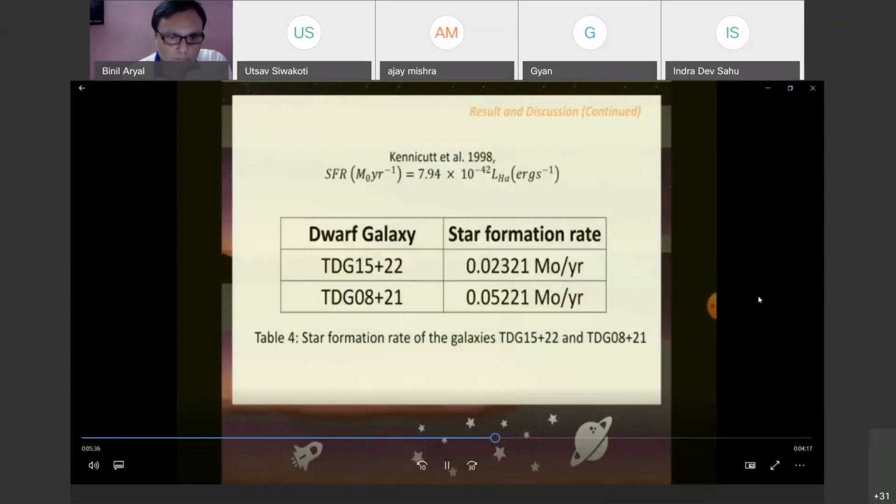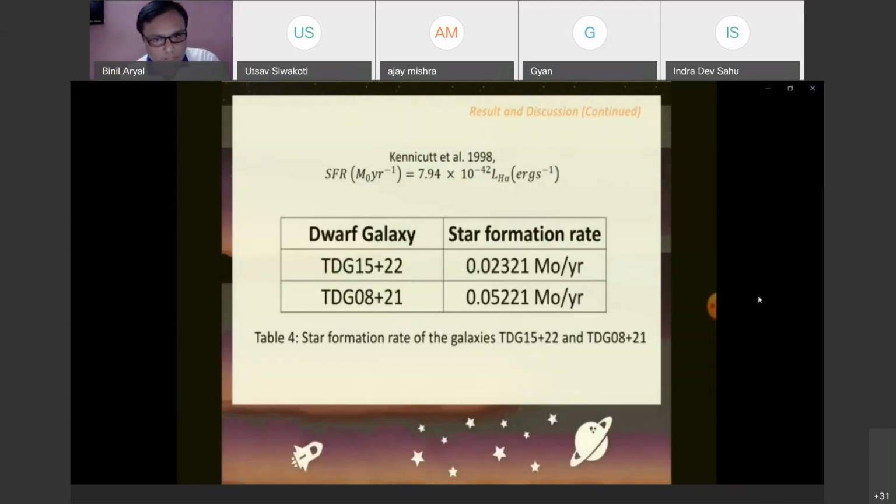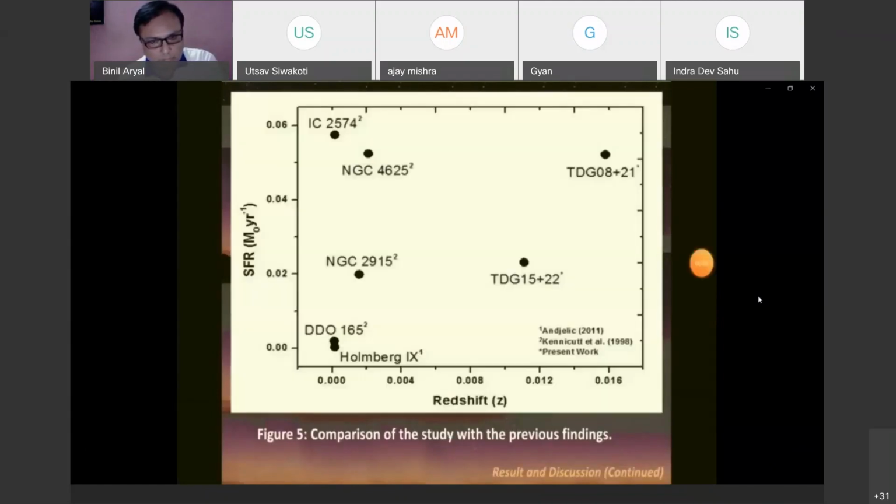And this is the statistical parameter for the second galaxy. Using the method of Kennicutt et al., we calculated the star formation rate of the two dwarf galaxies. The star formation rate for the first galaxy was 0.02321 solar mass per year, and for the second galaxy, it was 0.05221 solar mass per year. We compared our current work with the previous findings of Kennicutt et al. and others. Here we found that the star formation rate for the dwarf galaxies of the current work is comparable with the previous findings, but the residual value of our study is a little bit larger.